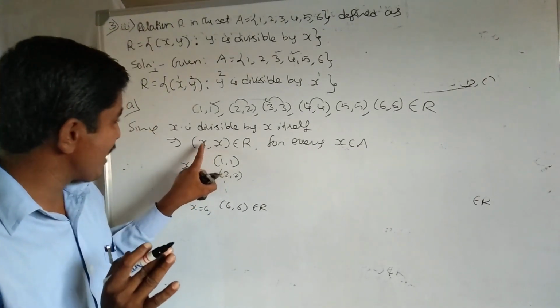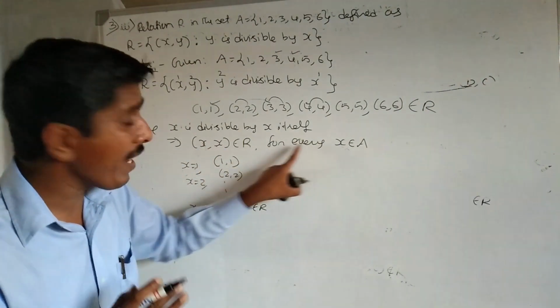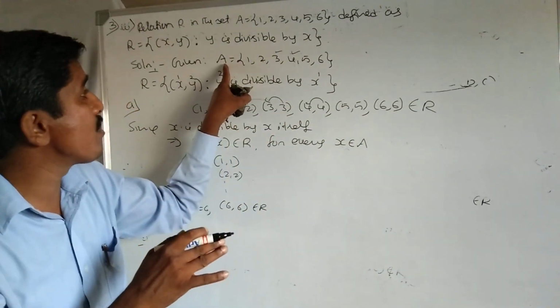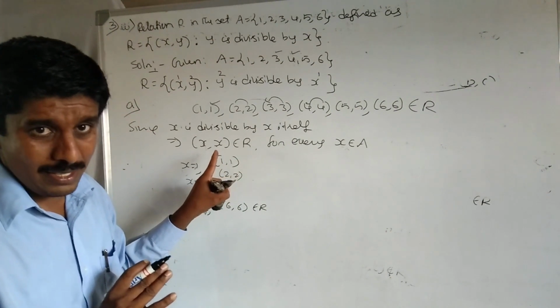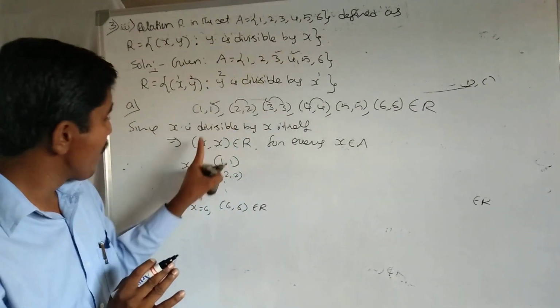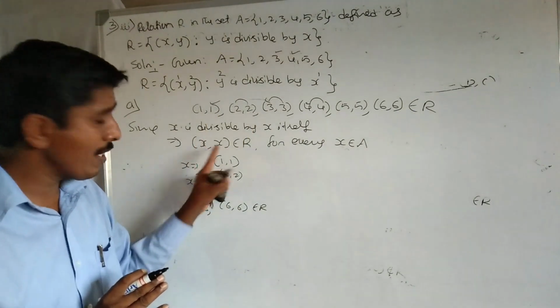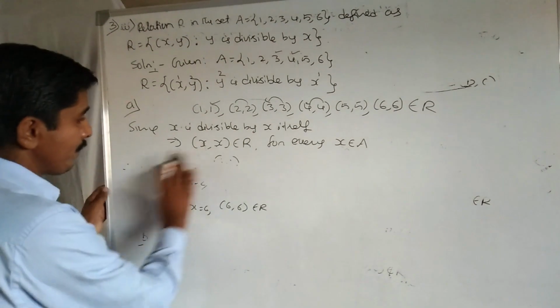Here the first element is x, and the second element is also x. (x, x) belongs to relation for each x belongs to A, for every element x belongs to A. Here x equal to 1, (1, 1) belongs to relation, like that. Then x equal to 2, (2, 2) belongs to relation. x equal to 3, (3, 3) belongs to relation. Therefore, it is reflexive.